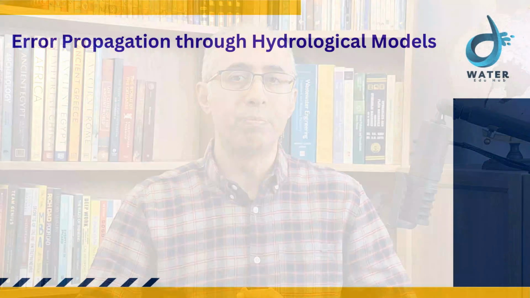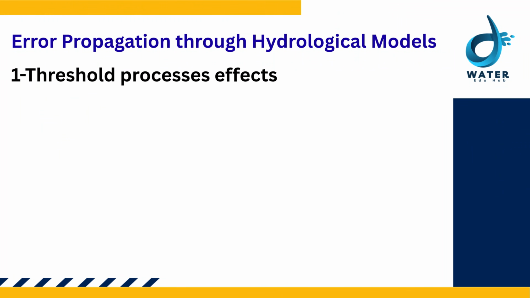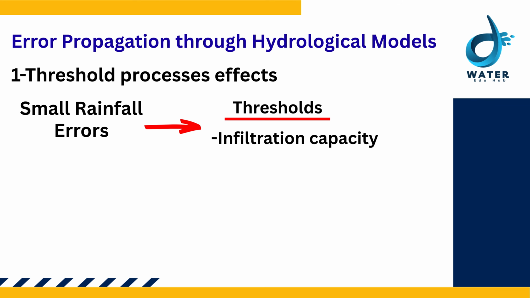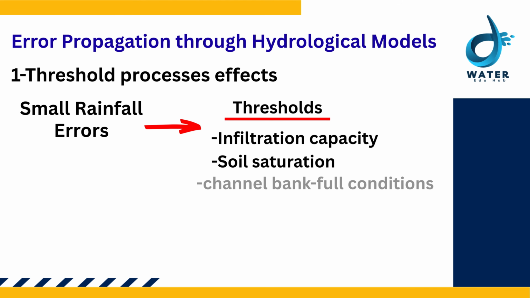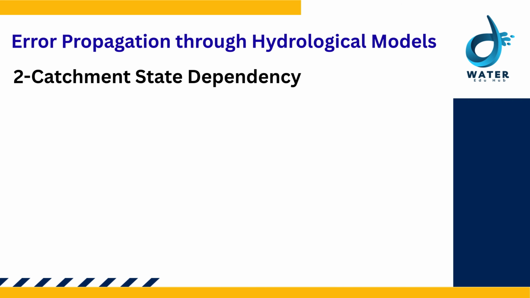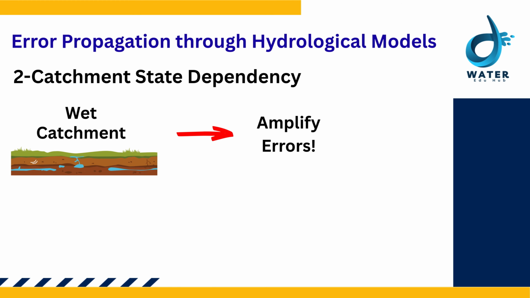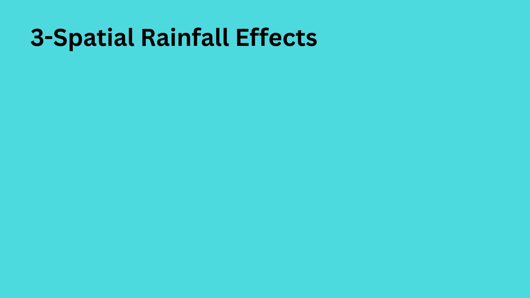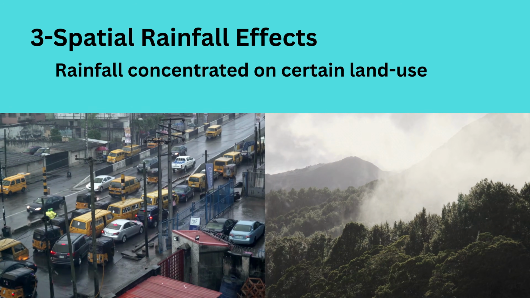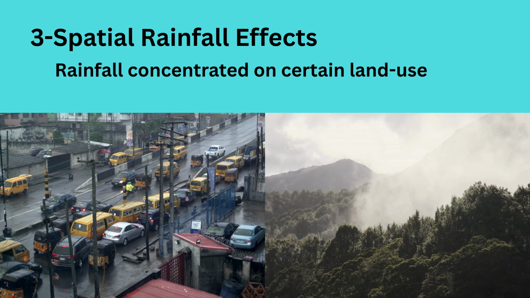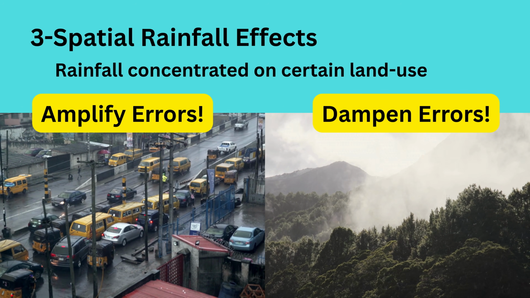Let's explore it. First is threshold processes effects. Small rainfall errors near thresholds, such as infiltration capacity, soil saturation, or channel bankfull conditions, can cause large runoff errors. Second is catchment state dependency. A wet catchment can amplify errors, while a dry catchment can dampen them. Third is spatial rainfall effects. Rainfall concentrated on certain land use, for example, urban areas or forests, can amplify or dampen runoff errors.